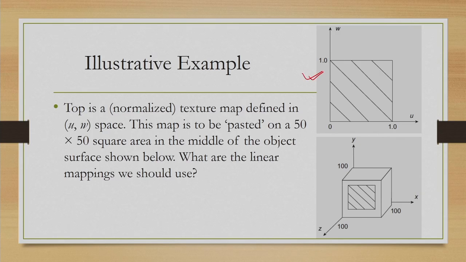Let us try to understand this in terms of one example. Consider this top figure. Here we have shown a texture pattern defined in a texture space. Now, this pattern is to be pasted on the surface here, particularly in the middle of the overall surface, to create that effect. Now, in order to do that, we need to map from this pattern to this object surface space. And what are the mappings we should use? We will assume here that we are going for the simplest mapping, that is the linear mapping. Let us try to estimate the mapping functions.